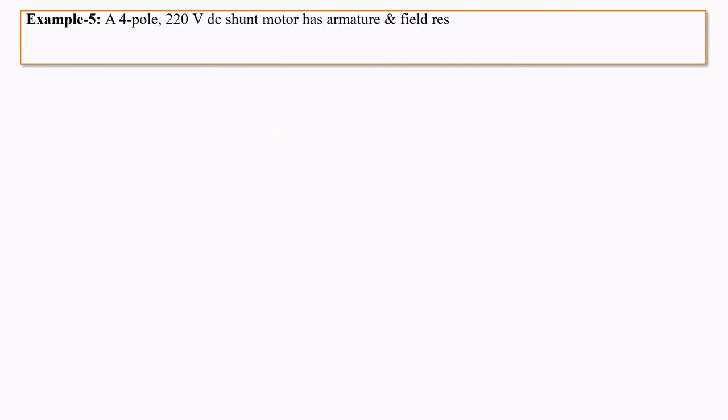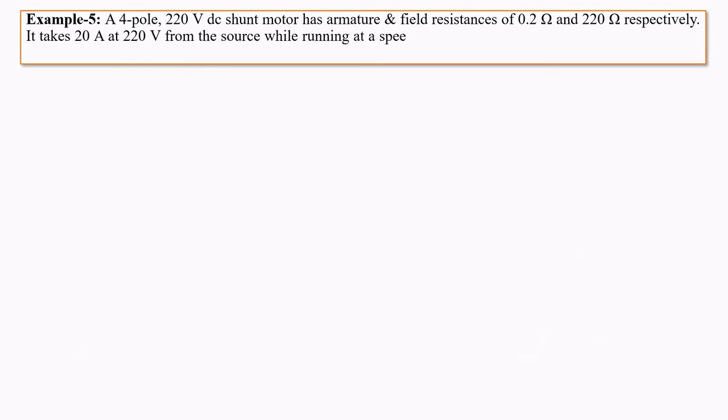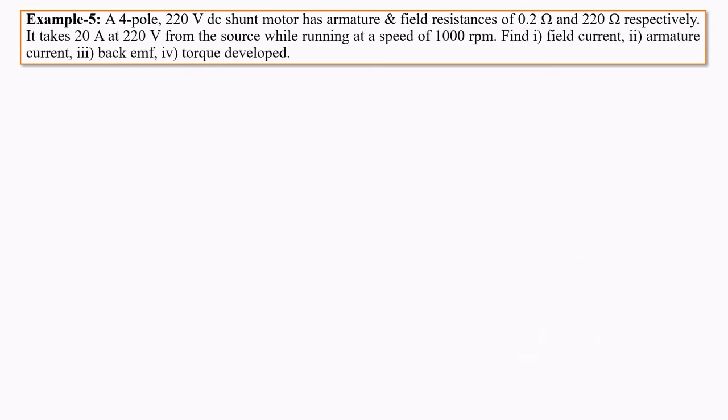Now, question number 5. A 4-pole 220 volt DC shunt motor has armature and field resistances of 0.2 ohm and 220 ohms respectively. It takes 20 ampere current at 220 volt from the source while running at a speed of 1000 RPM. So find the field current, armature current, back EMF, and the torque developed.